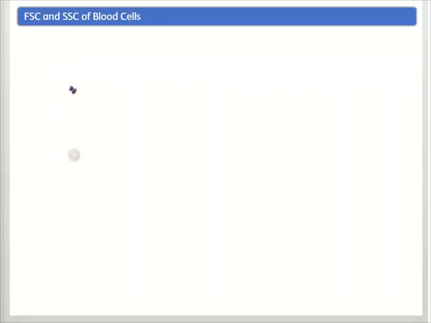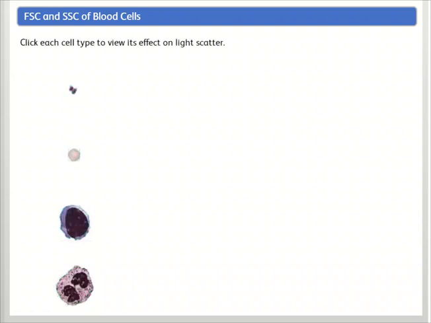A cell's size, refractive index, and internal complexity contribute to the light that is scattered as a cell passes through a laser beam. Proteins on the cell membrane, the number of nuclei, and any granular materials or organelles inside the cell affect light scatter. Click each cell type to view its effect on light scatter.